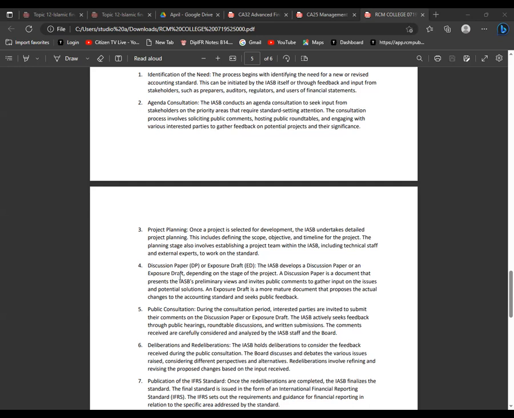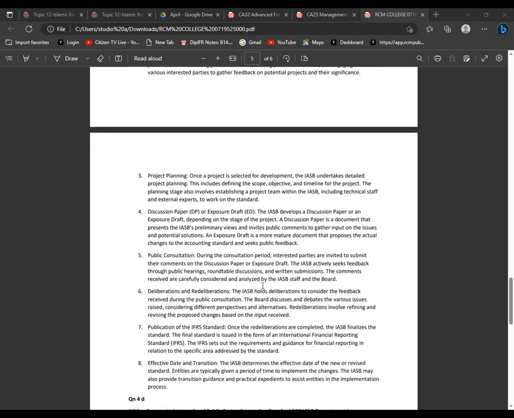The ISB develops a discussion paper or an exposure draft depending on the stage of the project. The discussion paper is a document that presents the ISB's preliminary views and invites public comments to gather input on the issues and potential solutions. After that, ladies and gentlemen, the paper is hung somewhere on the website of the ISB. So once you put it there, we are inviting the public to give us their inputs on this exposure draft. So, public consultation. During the consultation period, interested parties are invited to submit their comments on the discussion paper.